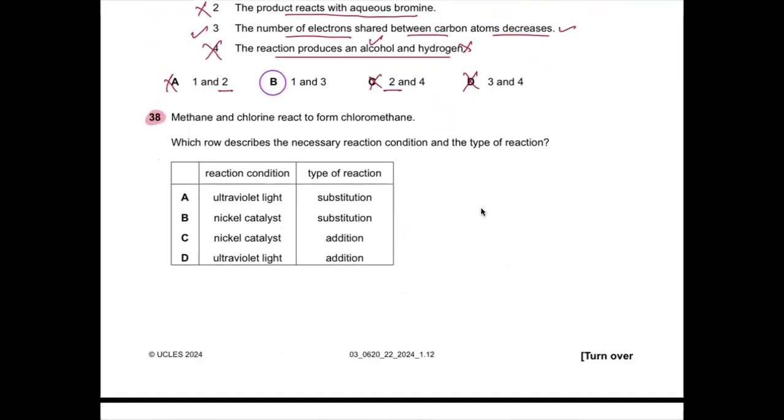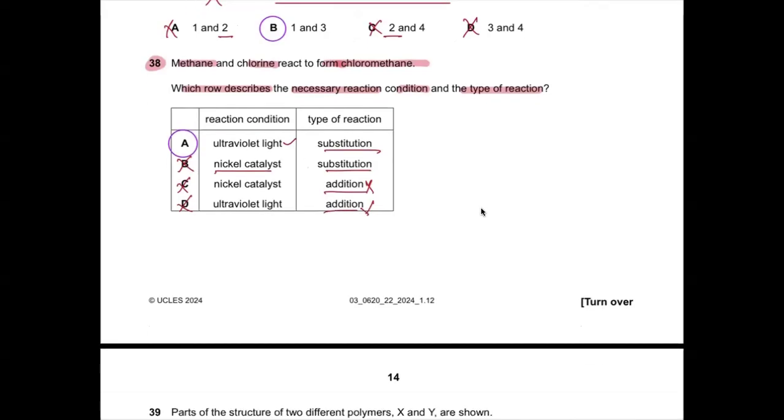Now MCQ number 38, methane and chlorine react to form chloromethane. Which row describes the necessary reaction conditions and the type of reaction? Okay, so the type of reaction is substitution, and the necessary condition is ultraviolet light. So C and D go wrong because the type is wrong, and B is wrong because the conditions given to us are wrong. So the only option is A. So A is the correct answer. I hope till here it's clear to all of you.